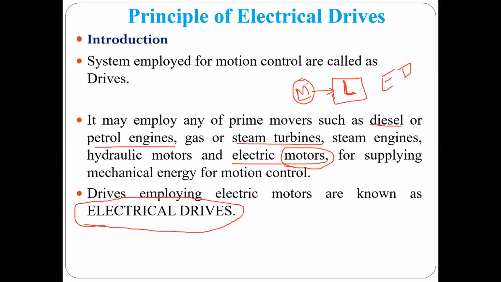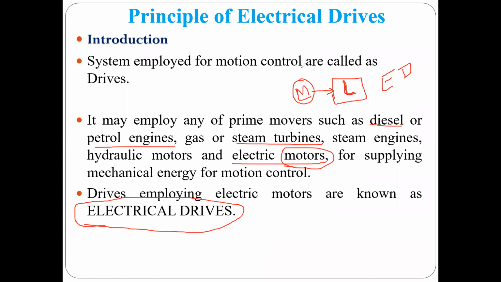When do we say electrical drive? An electrical motor must be present in it, whether it may be a DC motor or an AC motor. An electrical motor must be present, only then can we say electrical drive. Then only we can call it an electrical drive. If instead of electrical motors we are using other motors, we cannot call it an electrical drive.